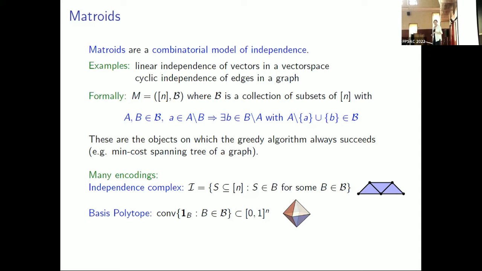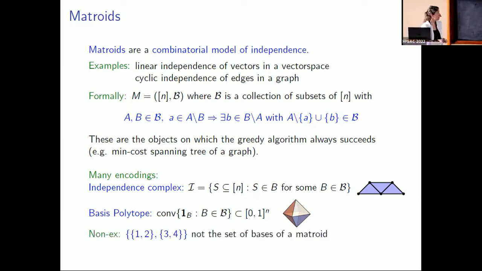And then another nice combinatorial object to associate to a matroid is the 0/1 polytope that I get by taking the convex hull of the indicator vectors of all of these bases. And in fact, there are equivalent definitions of matroids using all of these different types of objects. And in particular, my favorite non-example of a matroid is the following collection of subsets of 1 through 4. And I leave you to check that this does not satisfy this axiom.